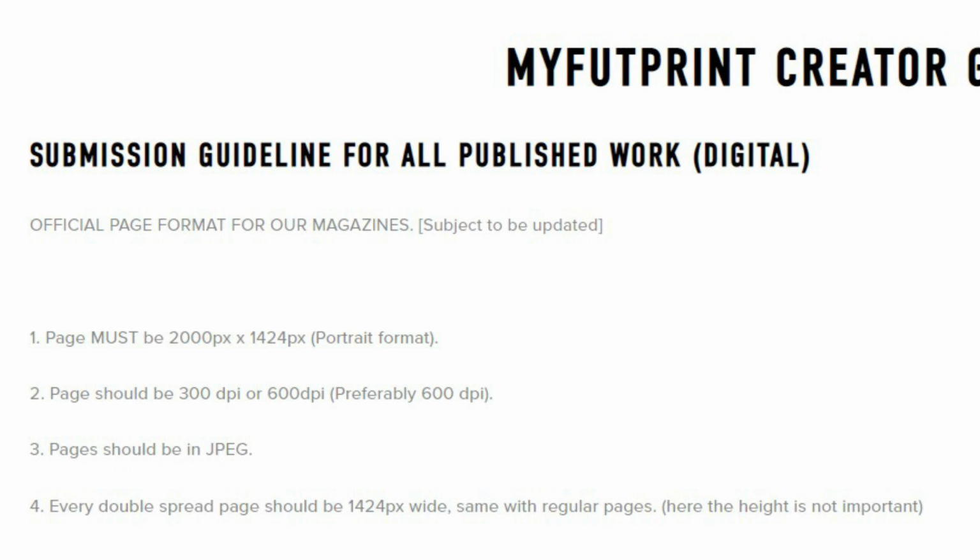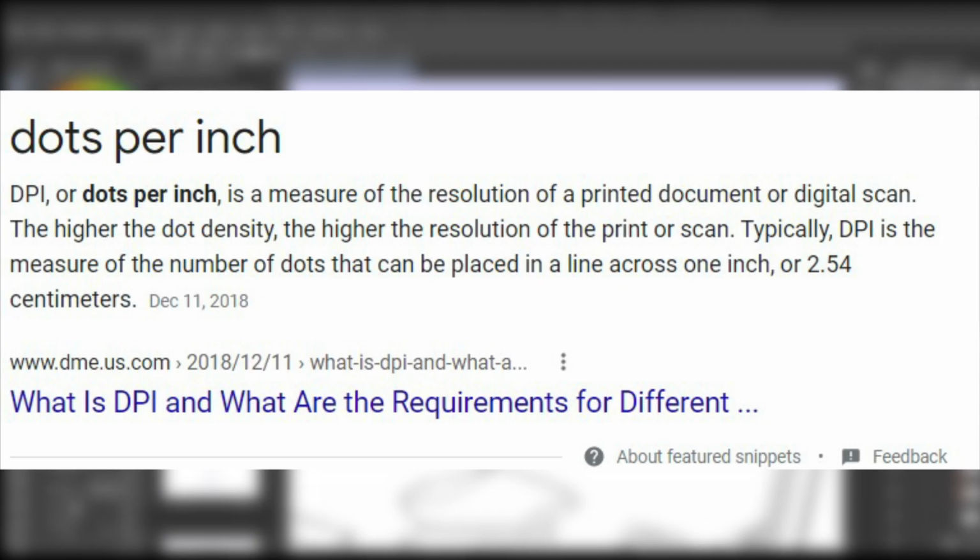but preferably 600 dpi. DPI stands for dots per inch and refers to the printing resolution. According to this definition, DPI is a measure of the resolution of a printed document or a digital scan. The higher the dot density, the higher the resolution of the print or scan.